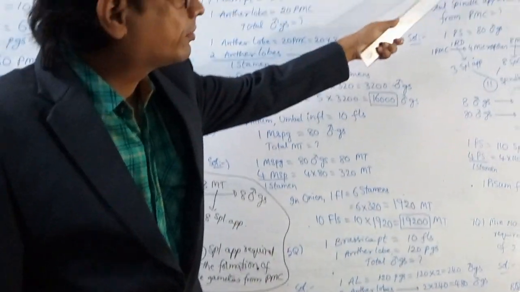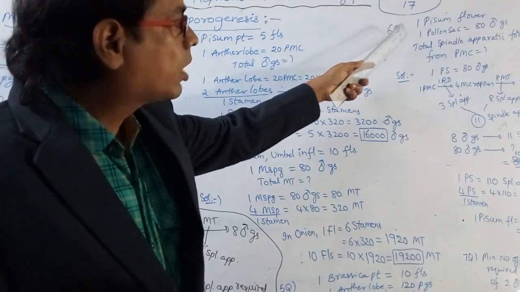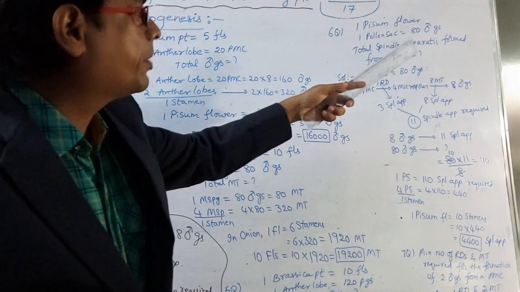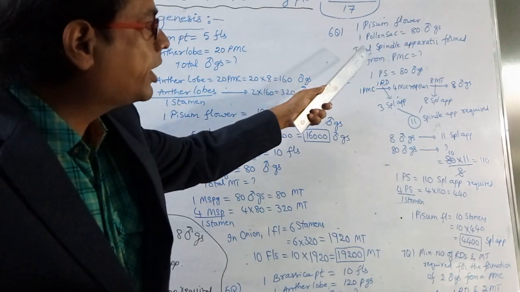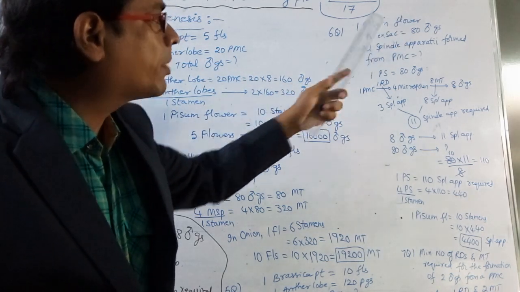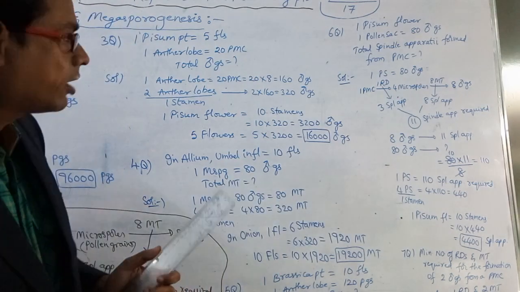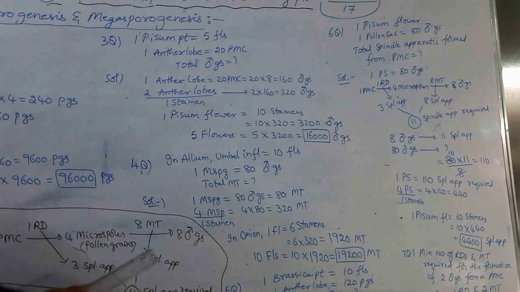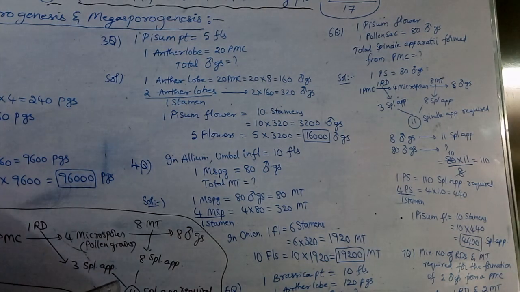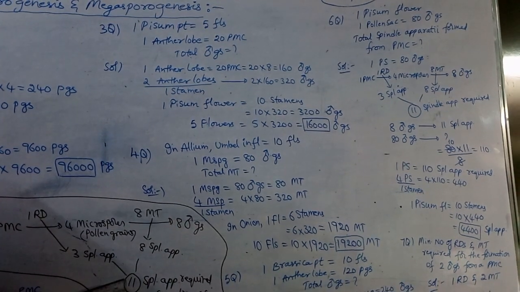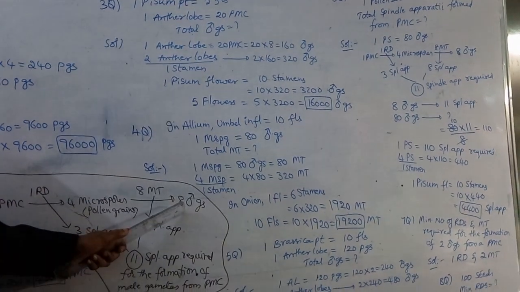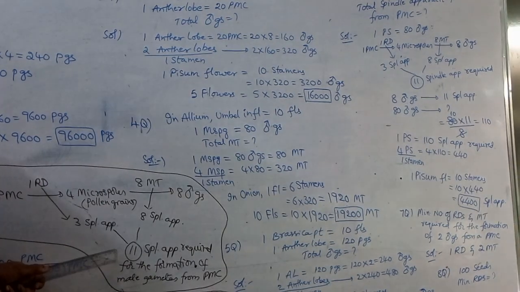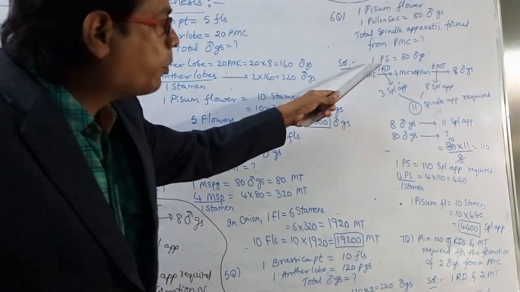One pisum flower, one pollen sac or microsporangium is having 80 male gametes. Total spindle apparati formed from pollen mother cell. What they are asking? Pollen mother cell, male gametes. How many spindle apparati are required? 11, isn't it? For the formation of 8 male gametes from PMC, how many spindle apparati are required? 11.